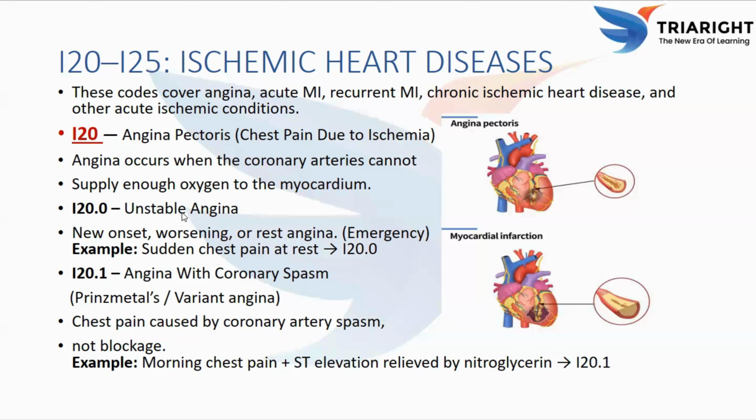So you have subcodes I20.0, unstable angina. What do you mean by unstable angina? Sudden or worsening chest pain at rest. So this is an emergency that may lead to a heart attack.